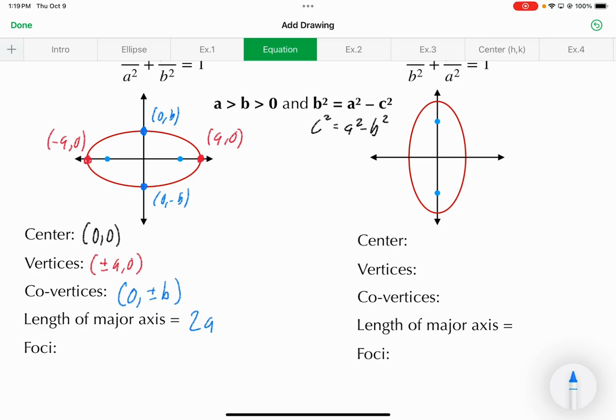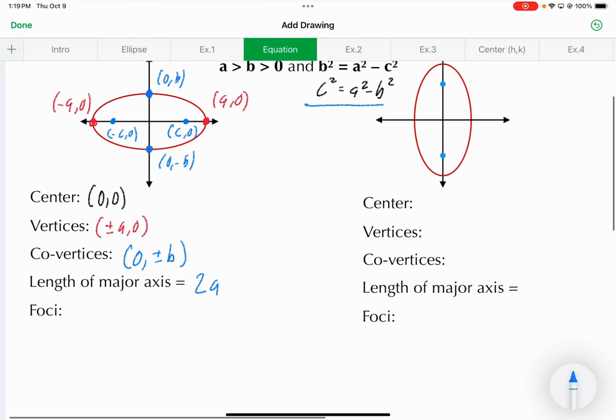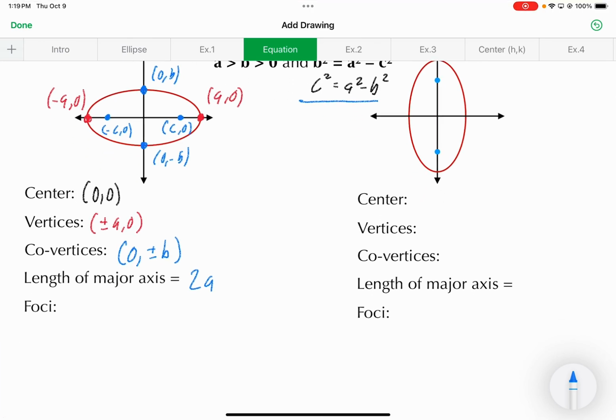All right, now let's talk about foci. Our foci are right here, here, and here. We're going to call this value c. So this is c, 0 and negative c, 0. And c comes from the value I listed above: c squared equals a squared minus b squared. At some point we'll have to find the foci, and we're going to use that equation to do so. So my foci in this case are at plus or minus c, 0.